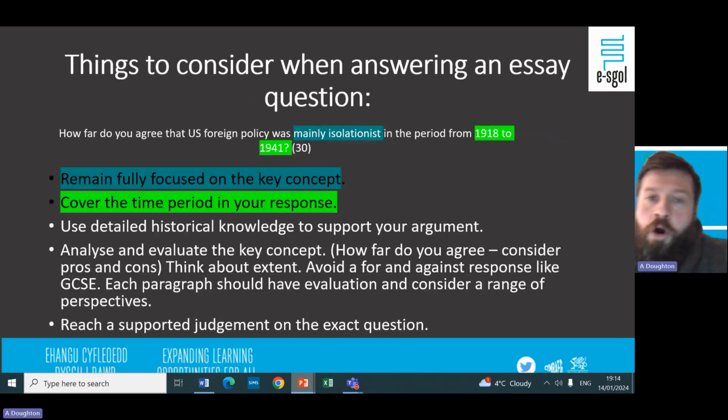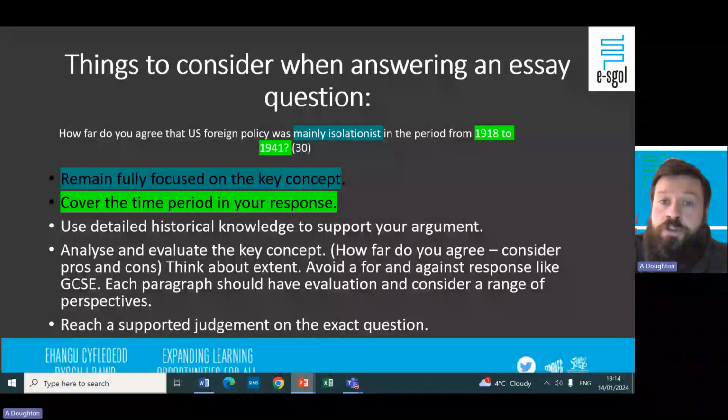Before I go through the key content for this topic area, it's important to recap what is expected of you in the essay questions. Whether it's an essay for Unit 1, Unit 3, Unit 4, they would expect the same things. I've given an example there of how far do you agree that US foreign policy was mainly isolationist in the period from 1918 to 1941. You need to make sure you remain fully focused on the key concept. So the key concept there is mainly isolationist. Your whole essay should revolve around that key concept.